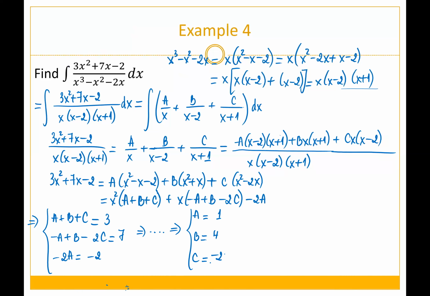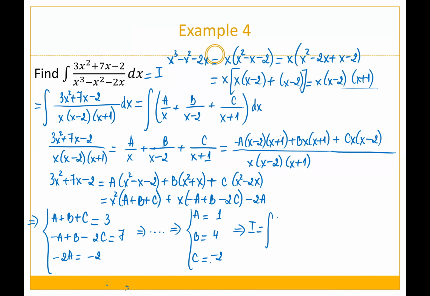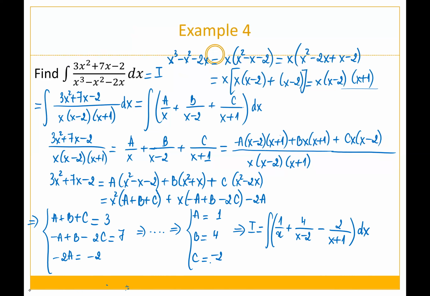So now this initial integral is going to equal the integral of 1 over x plus 4 over x minus 2 over x plus 1, dx. Things should be really easy now because it's just a bunch of ln terms together. But are there any questions about what I've been doing? I'll stop to explain here to make sure everyone is on the same page.